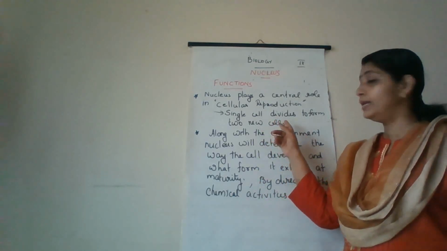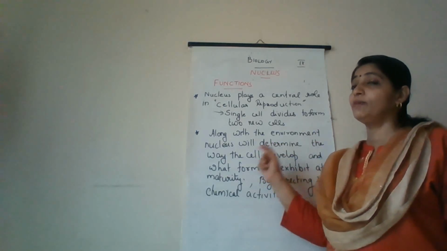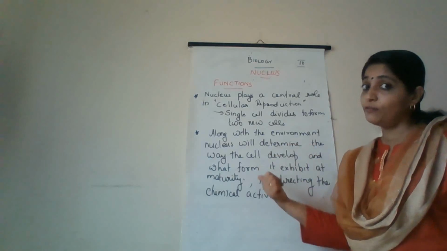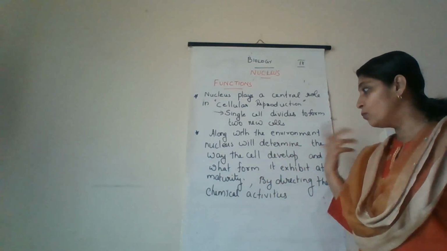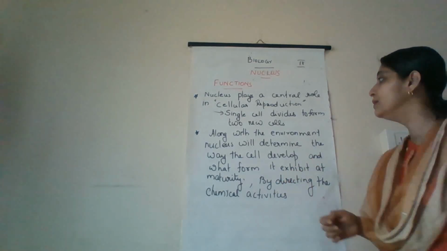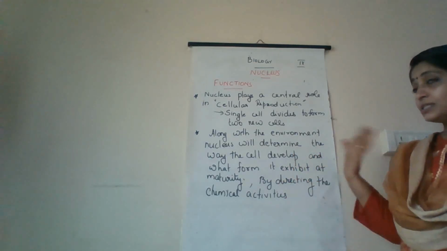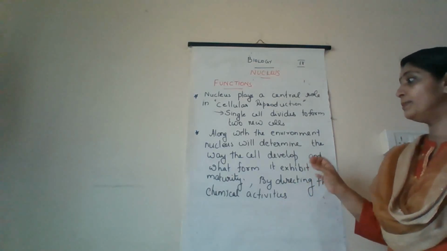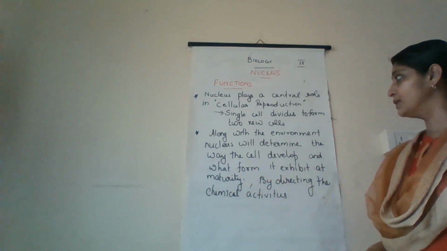One is, it helps in cellular reproduction, that is, a single cell divides to form two new cells. And the second one, along with the environment, it determines what form the cell should take and the way it should develop after cellular reproduction. The cell has to acquire its form and function. That will be controlled by the nucleus by controlling the chemical activities of the cell.